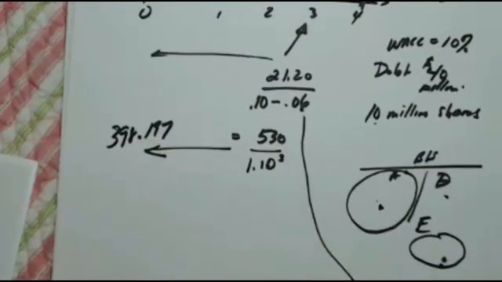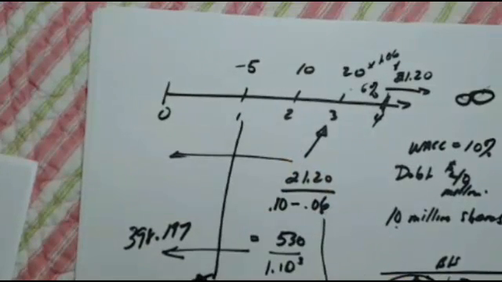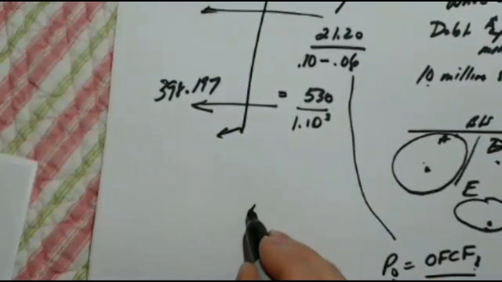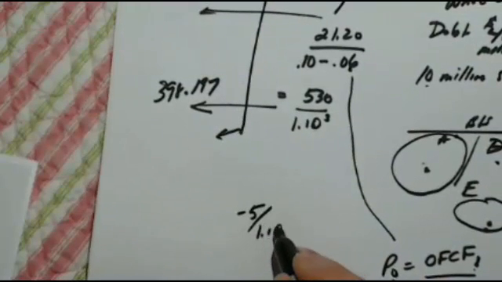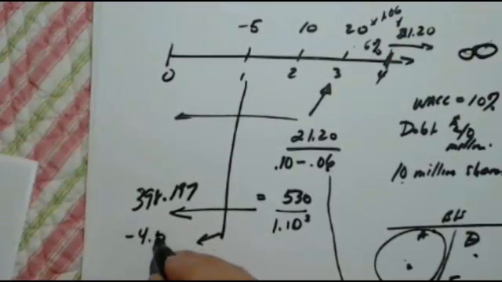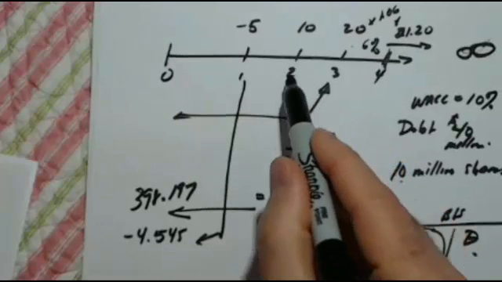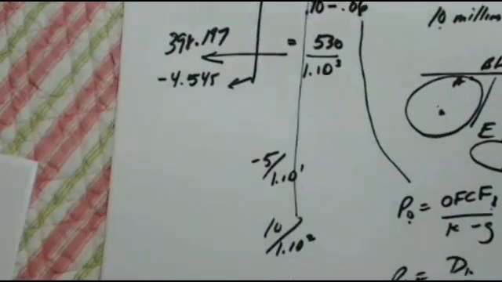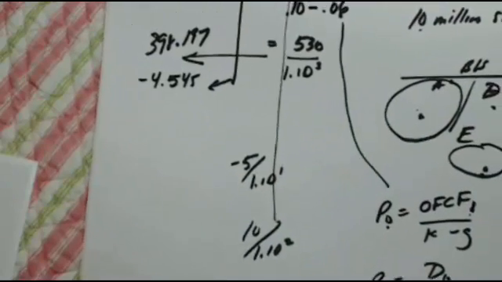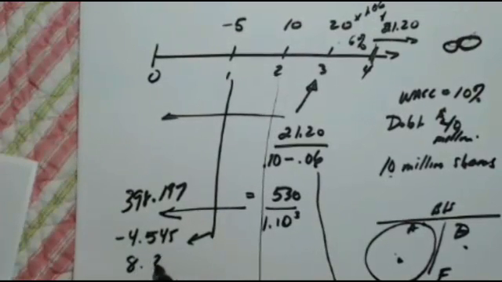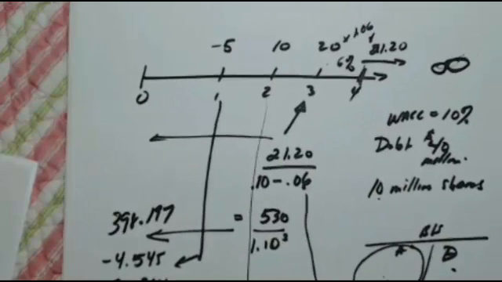Value of the whole firm. So let's take the present value of $5 million. The present value of $5 million is nothing but minus 5 divided by 1.10 to the 1 power. That's minus 4.545. Take the 10, discount it 2 periods. Discount that back, and that's $8,264.